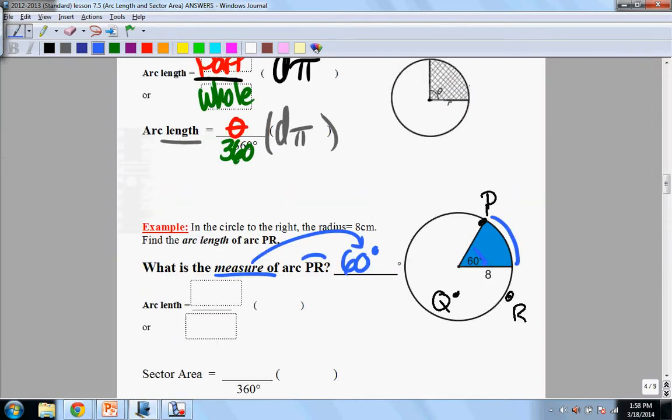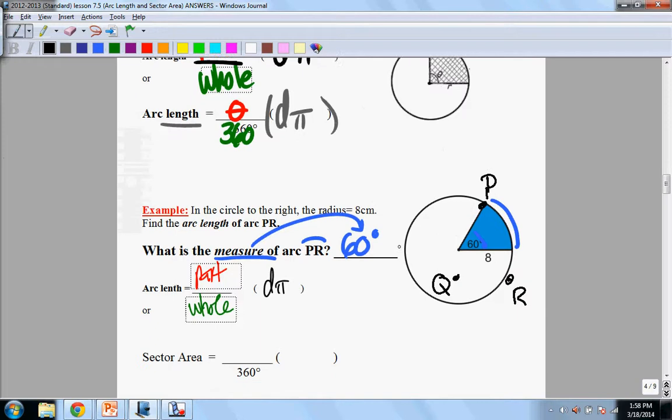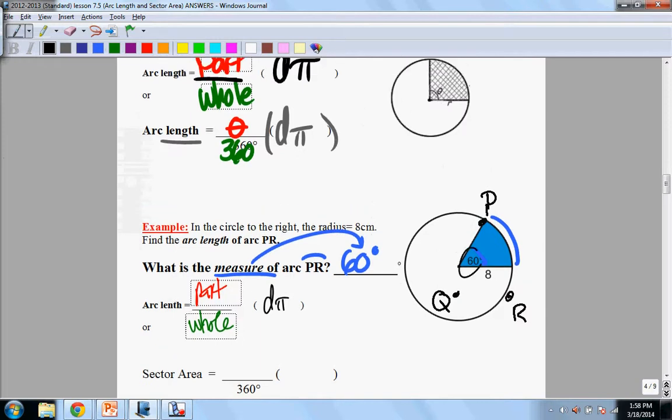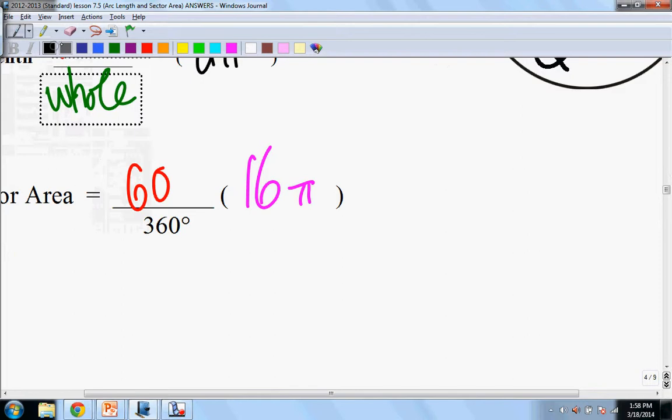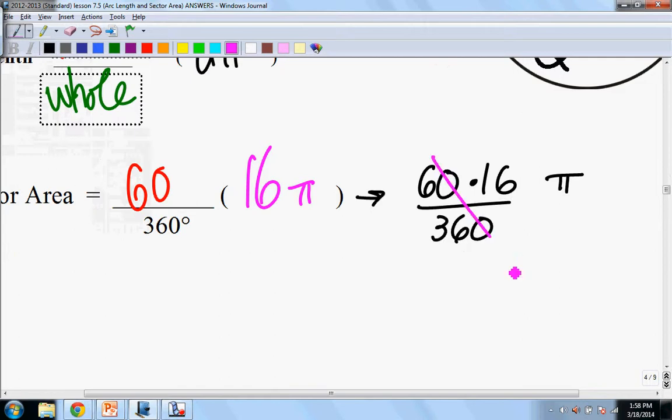Okay, so here our arc length is going to be part over whole times d pi. So our part here is 60. So it's 60 over 360 times our diameter. Careful. What's our diameter? 16. So 16 pi. So can you go 60 times 16 over 360? You're making life really hard on yourself. The key to multiplying is not multiplying.